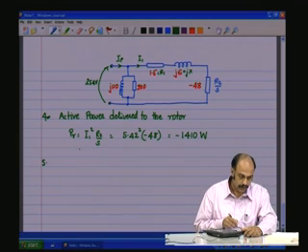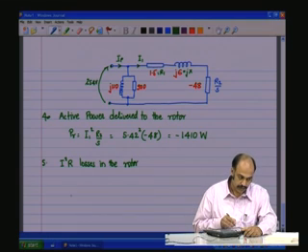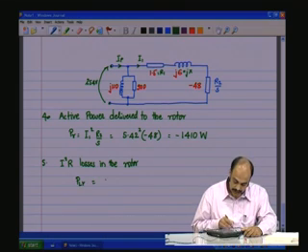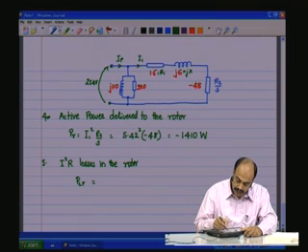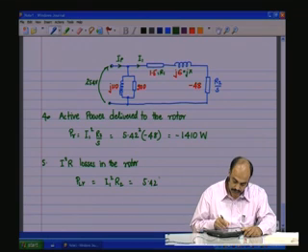The fifth point, the I square R losses in the rotor. So P loss R is equal to, with R2 calculated as 1.2 ohms, I1 square into R2, which is 5.42 square into 1.2, and that is equal to 35.2 watts.